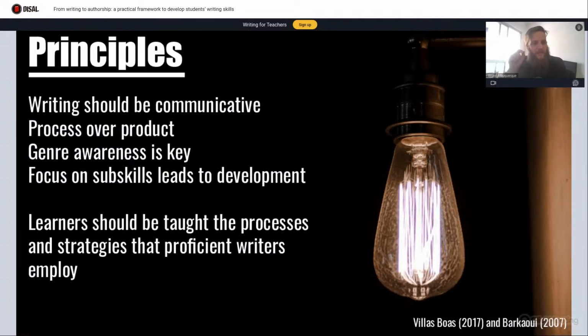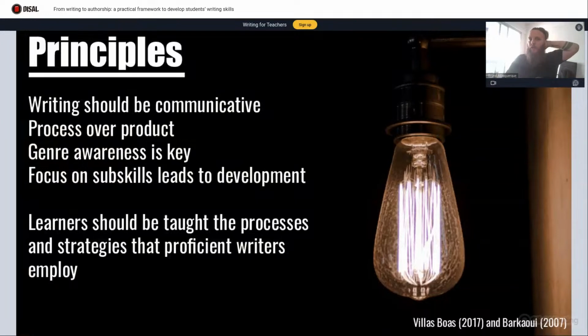This focus on sub skills leads to development, and is connected to the other one. Learners should be taught the processes and strategies that proficient writers employ. And I think this is very powerful. They should be taught the processes and the strategies that proficient writers employ. So what we're actually doing here is teaching students to mimic and employ the strategies that good writers employ.